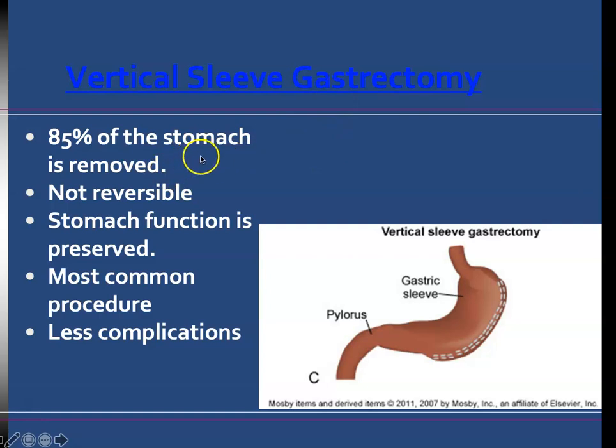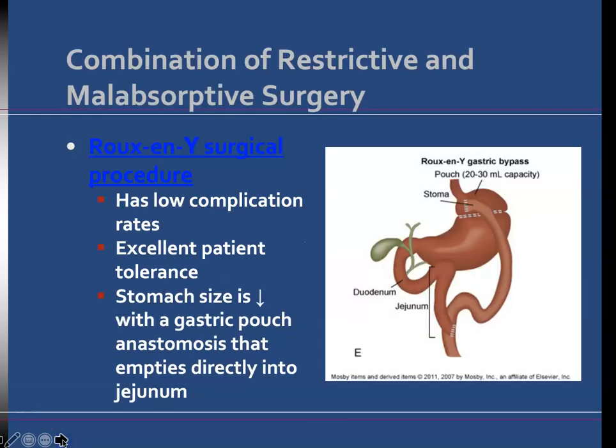So 85% of the stomach is removed for this vertical sleeve gastrectomy. It is not reversible. Stomach function is preserved. It is the most common procedure, and it has fewer complications. Okay, and here it is. And like I said, whenever you have the blue highlighted writing, just click on it and watch the video.